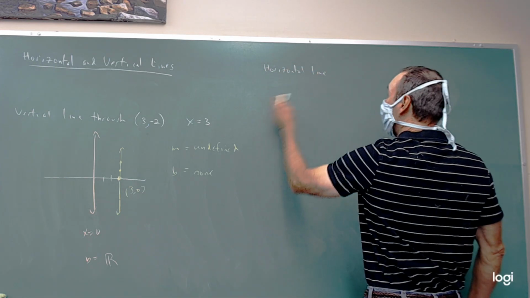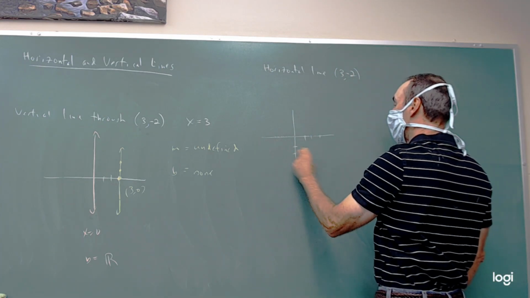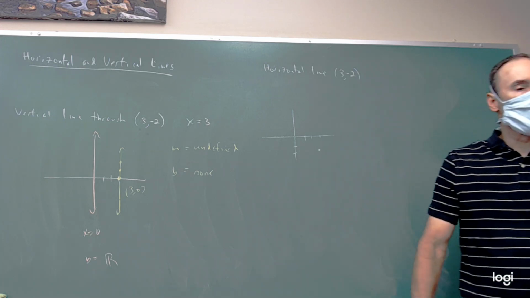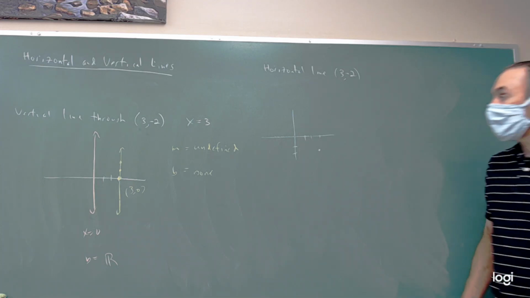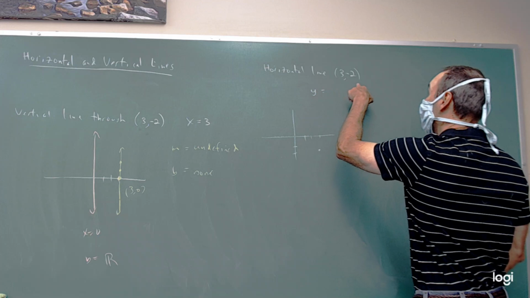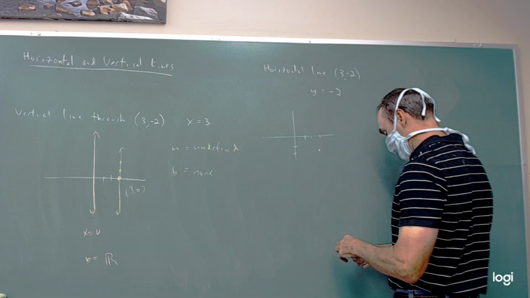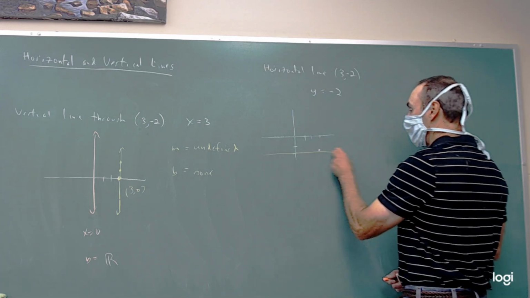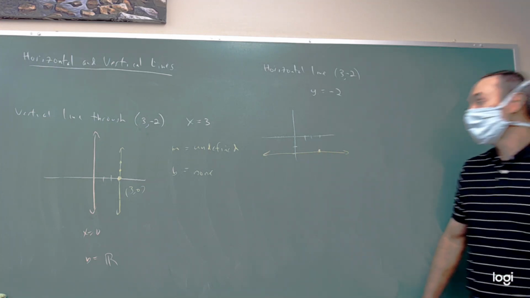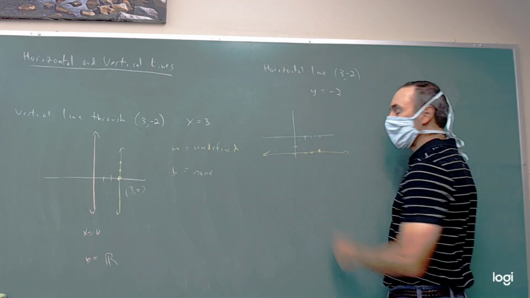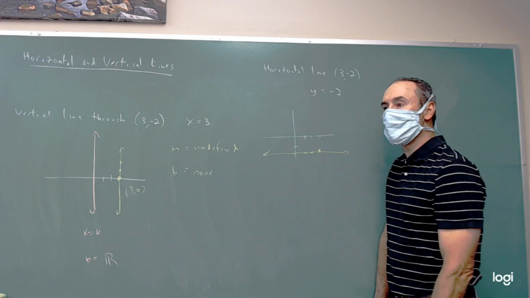So how about we'll look at a horizontal line, and let's say it's through the same point, 3, negative 2. So what's the equation of a horizontal line going to be? Yeah, it's going to be y equals, in this case, whatever the y coordinate is. So in this case, y equals negative 2. That's going to be our horizontal line. And you can see here that every point on this line has y-coordinate negative 2, and the x-coordinate can be anything. There's no restriction on that.